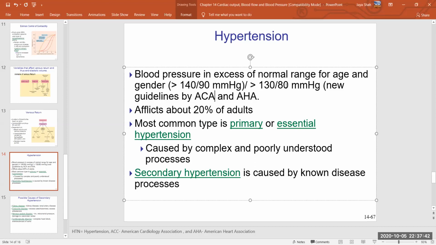So this is like pre-hypertension. Okay, it affects about 20% of the adult population in the United States of America. The most common type is primary or essential hypertension, caused by complex and poorly understood processes. So essential hypertension is hypertension where we don't know the cause. It is usually due to genetic or familial, hereditary causes. Secondary hypertension is caused by a known disease process.